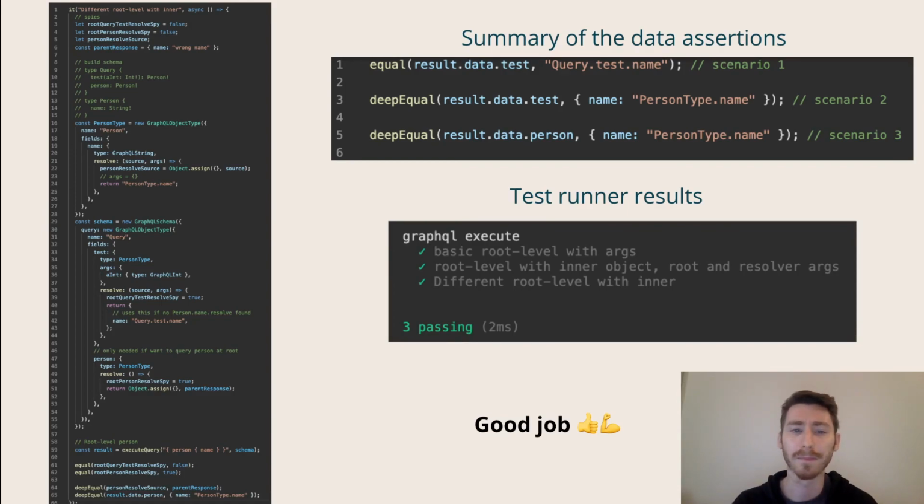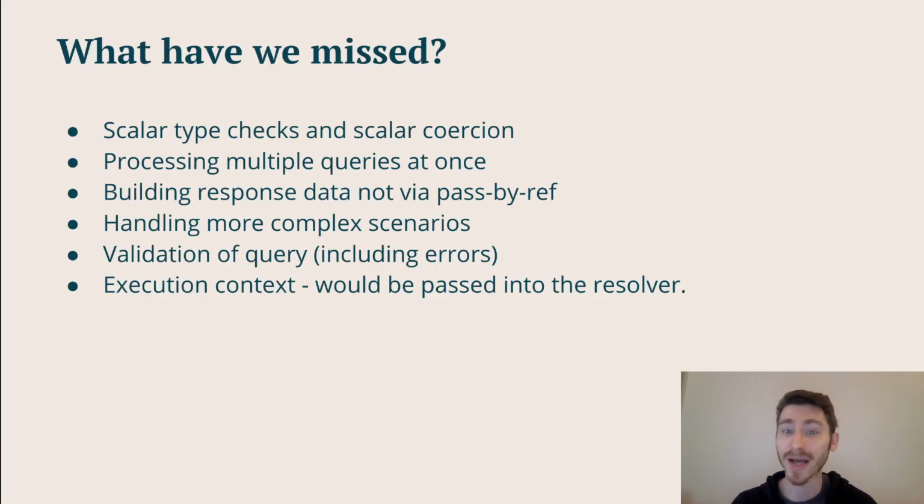So, as mentioned very early on, there are many additional parts to the real GraphQL-js executor, which we have omitted from our library. Some of those are the scalar type checks and scalar coercion, processing multiple queries and mutations at once, building response data properly, not via pass by reference, handling some more complex scenarios, validating the query, which includes adding some errors, and then using the execution context, which would be passed to the resolvers.